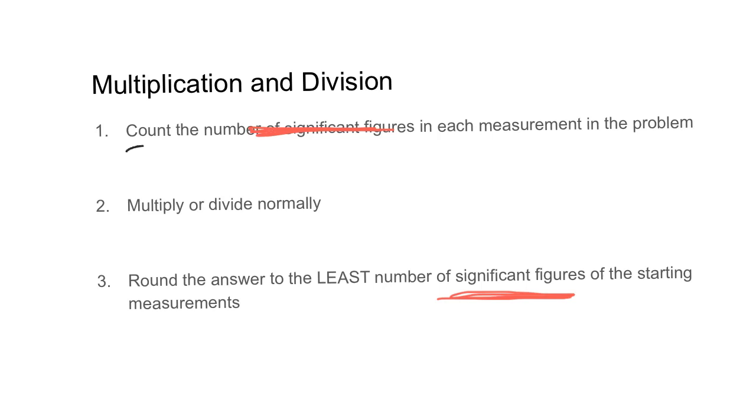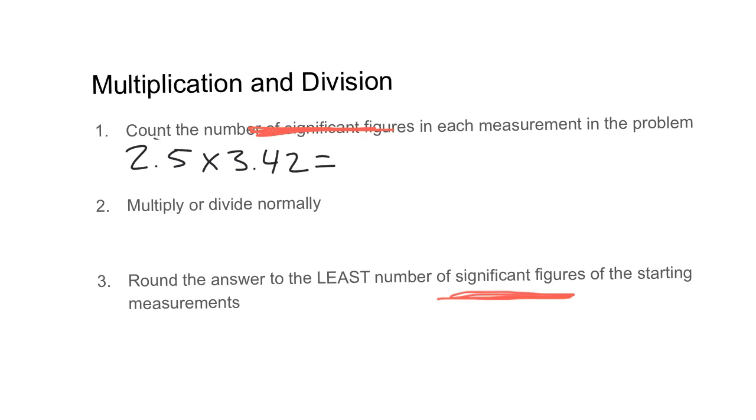So if we had, let's say we had 2.5 times 3.42. Well, we're going to count the number of significant figures in each measurement in the problem. And so this one, oops, I don't want to do that in black. We want to do that in yellow.